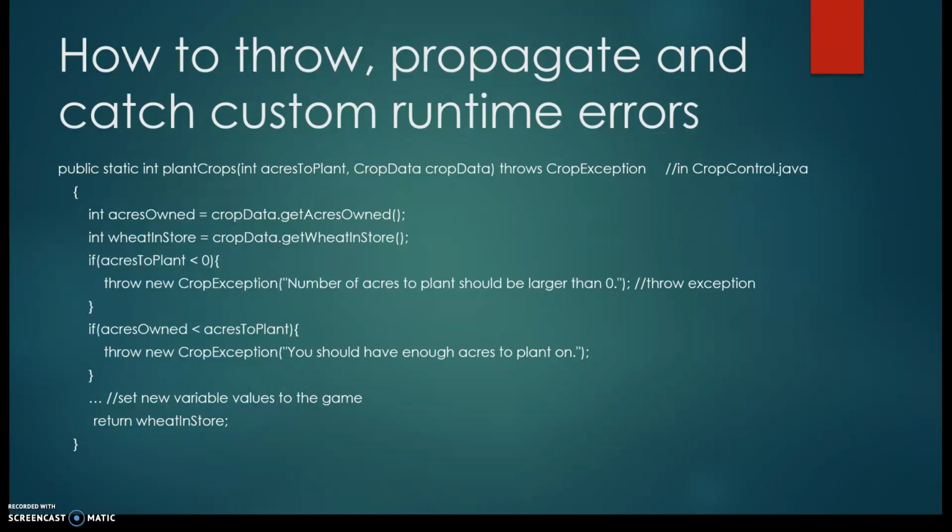For example, I do not want to accept a value that is a negative value, because acres to plant cannot be less than 0. So if a user inputs that kind of value, the program will show an error message which is going to say number of acres to plant should be larger than 0. And there is another example when acres owned cannot be less than acres to plant, and a user will see a message that says you should have enough acres to plant on.